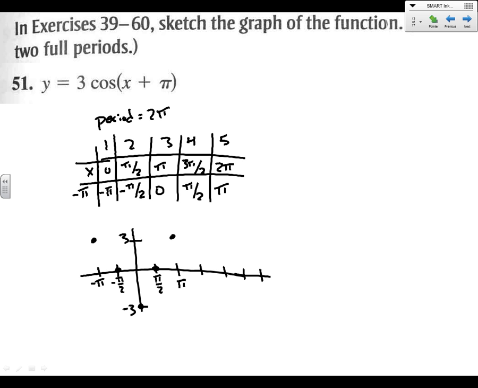4 more tick marks. So this is going to be 3 pi over 2, 2 pi, 5 pi over 2, and 3 pi. And we'll finish it up. Down and back up. And there's a cosine with a 2-period interval.